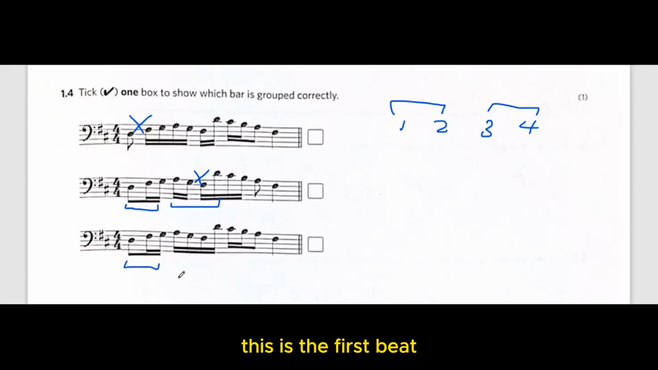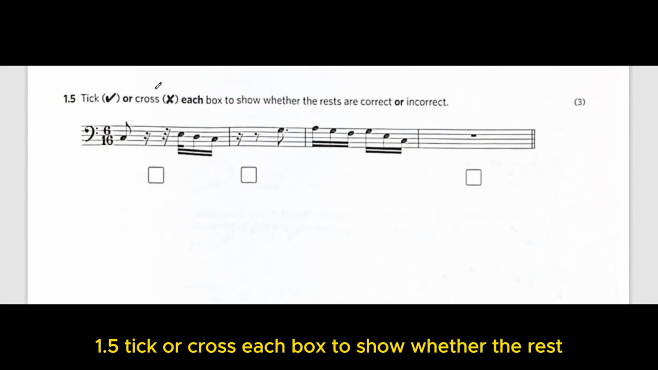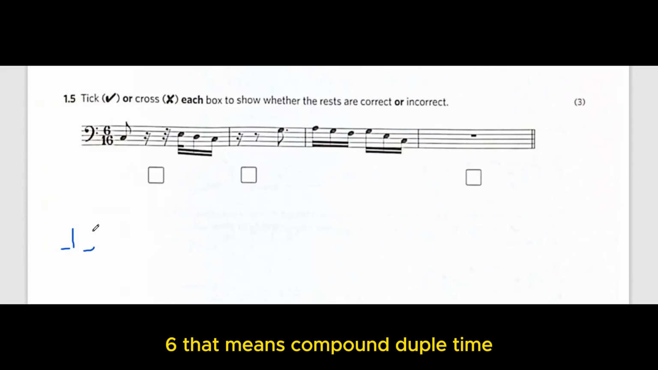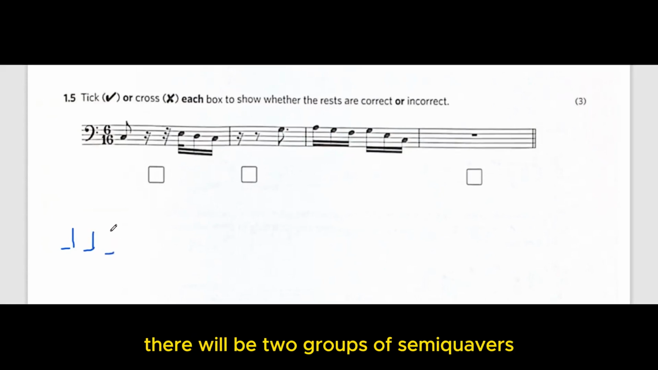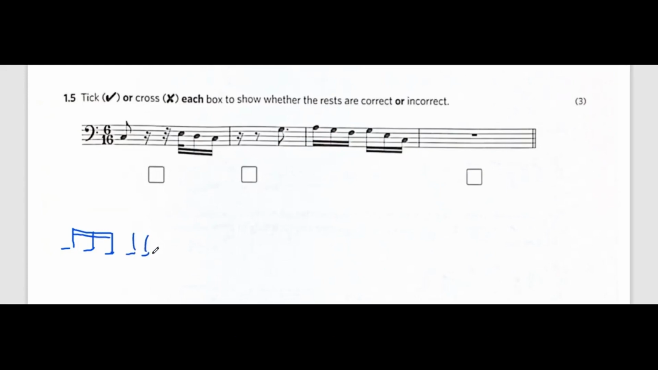This is the first beat, second beat, third beat, and the fourth beat. 1.5. Tick or cross each box to show whether the rests are correct or incorrect. 6/16. 6 semiquavers in a bar. Let's write down the grouping. 6, that means compound time. There will be 2 groups of semiquavers. This is the first group, and then the second group.